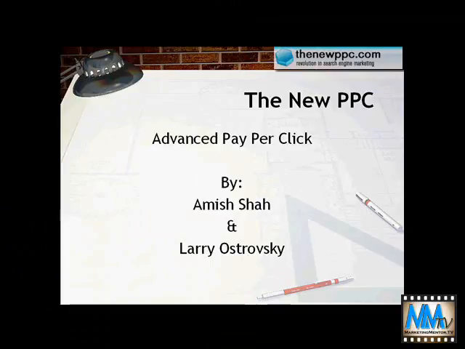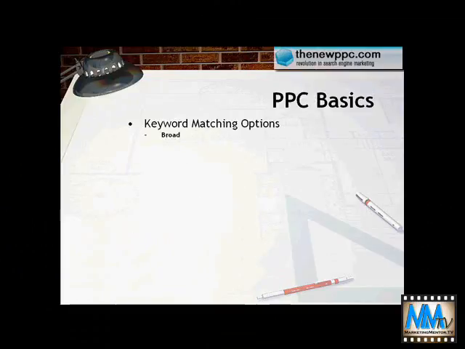In this video we're going to talk about advanced pay-per-click and some of the advanced strategies that Larry and I use. And so we'll just jump right in. Alright, the first thing that we're going to talk about is keyword matching options. With keyword matching options, the point is that you can use the same keyword but target different scopes of that keyword. So this is what I mean.